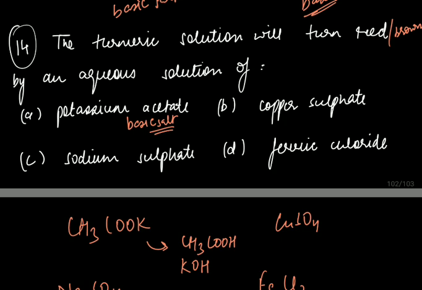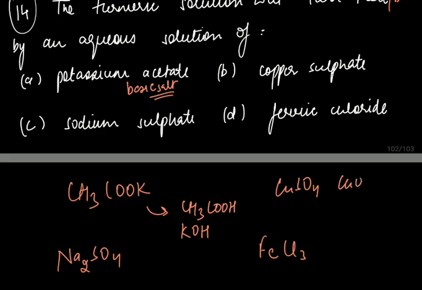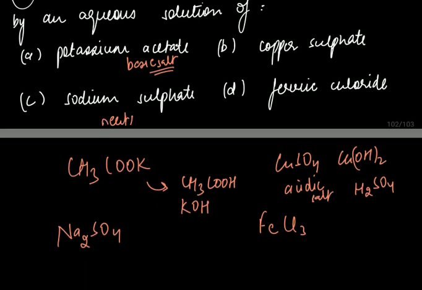But why not explore the other options also? Copper hydroxide, Cu(OH)2, and then you have H2SO4. So this is an acidic salt because copper hydroxide is not a strong base and H2SO4 is a strong acid. Sodium sulfate is a neutral salt obtained from NaOH and H2SO4. These are both a strong base and a strong acid, so it will give you a neutral salt, sodium sulfate. Ferric chloride is going to be an acidic salt.